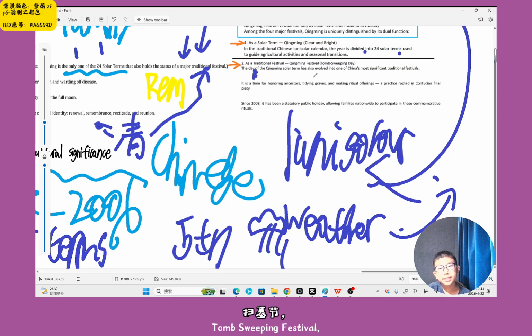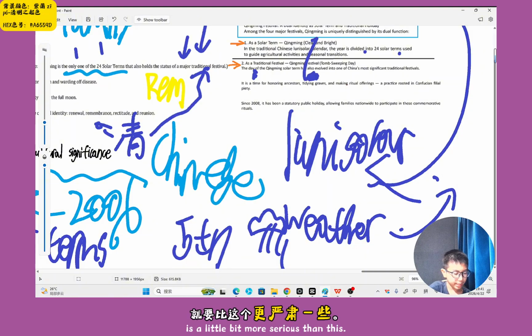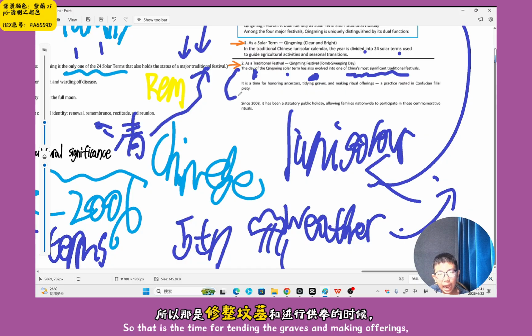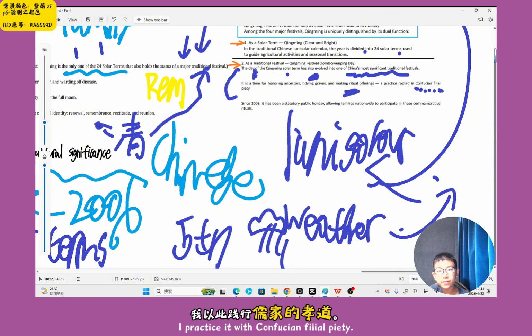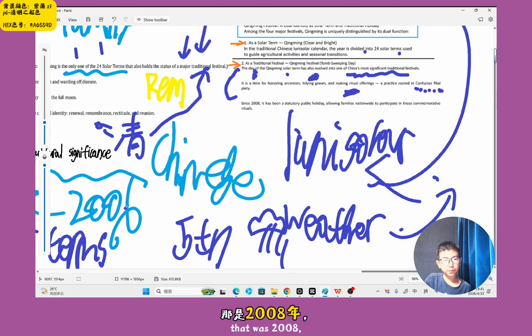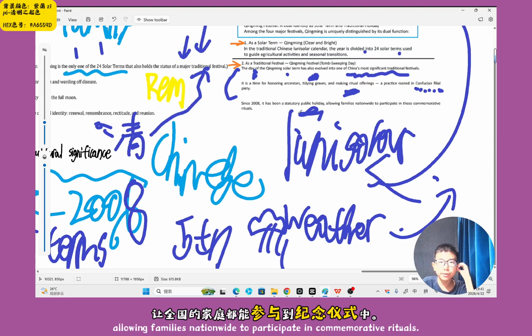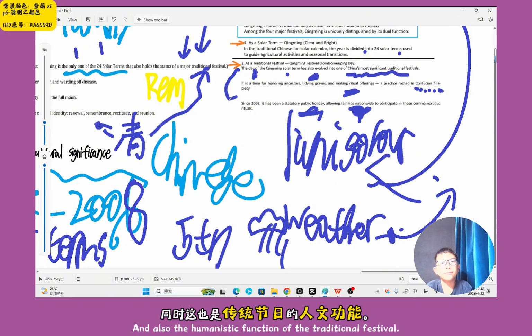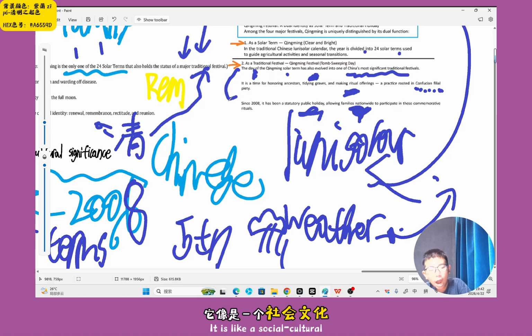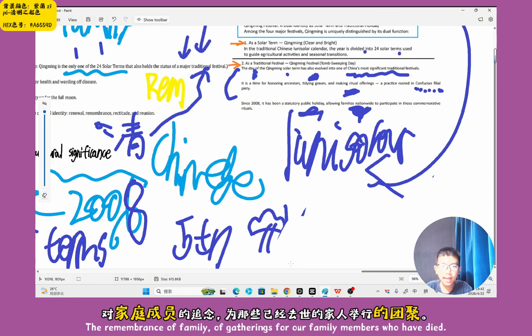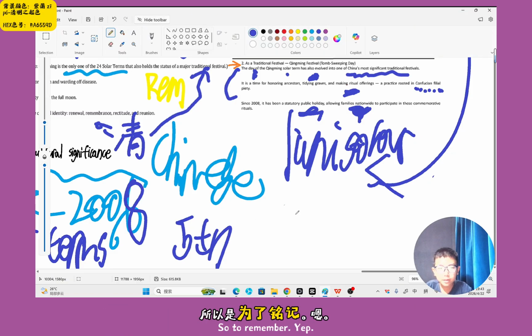But the traditional festival, Qingming Festival, which is also called Tomb Sweeping Day, is a little bit more serious than this. The day of the Qingming Solar Term is also involved in China's most significant traditional festivals. This is the time for tidying up the graves and making ritual offerings, a practice rooted in Confucian filial piety. And since 2008, it has become a public holiday, allowing families nationwide to participate in the commemorative rituals. And also, the humanistic function of the traditional festival is a social and cultural occasion for remembrance of the family members who have died.